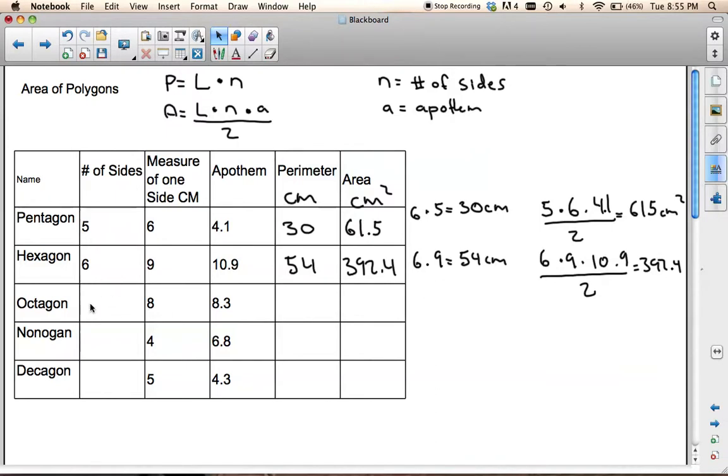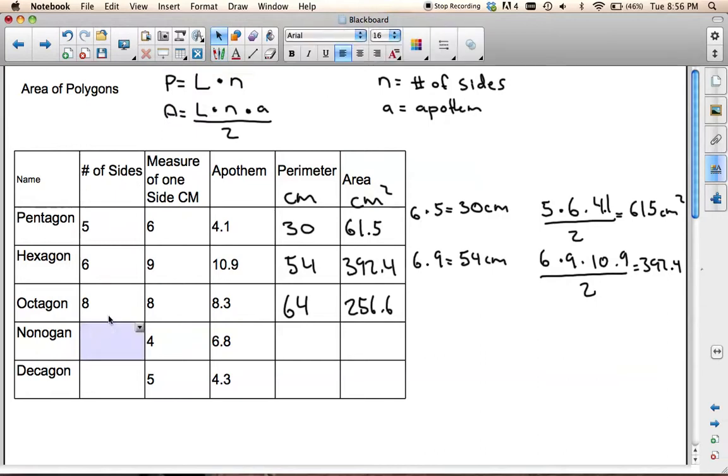Okay guys, so if we have an octagon, octa is 8. There was that whole TV show with Octomom, so we know it's going to be 8. So with our octagon we have 8 sides, and if we follow our formula, 8 times 8 is going to give us 64. And if we go through the rest of the formula, where we go our number of sides times our measure of one side times the apothem divided by 2, that's going to give us 256.6 centimeters squared.